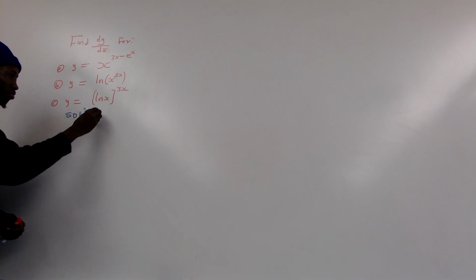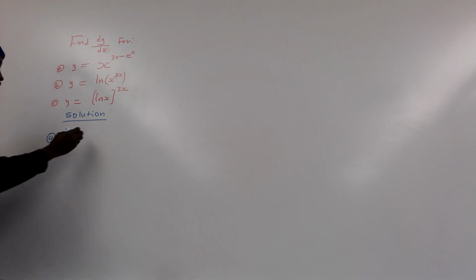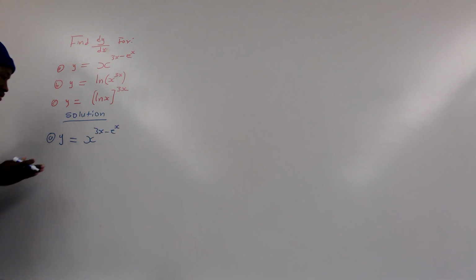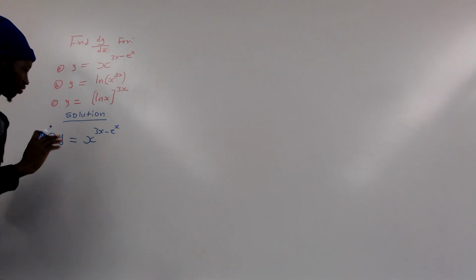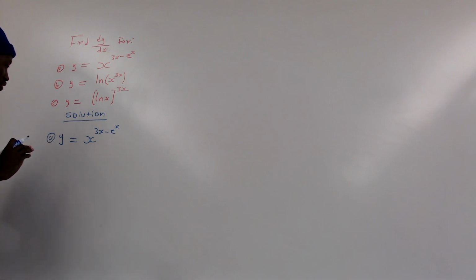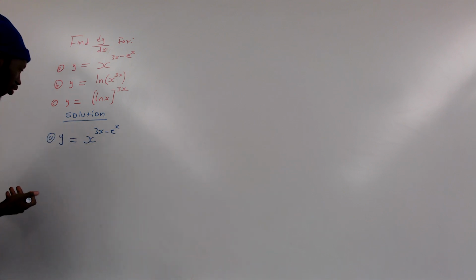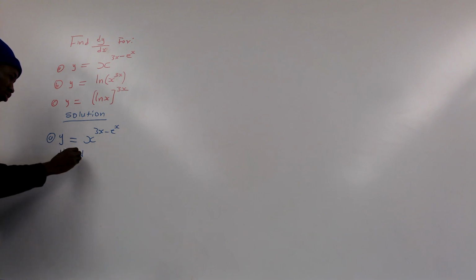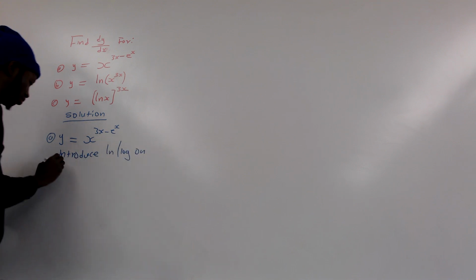Solution. So we take the first one, A. We are given y equals x raised to the power 3x minus e raised to the power x. In this case, we are required to find the first derivative dy/dx. So the first thing we do is take ln, or log, on both sides. So we introduce ln on both sides.